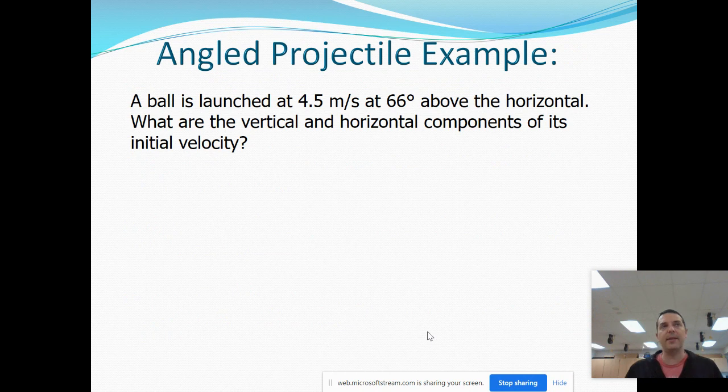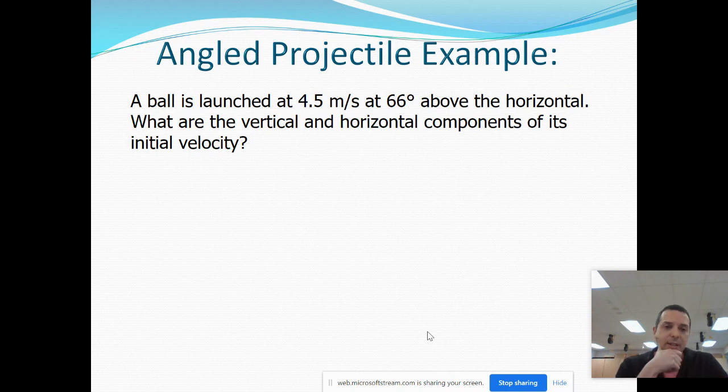One of the things that we have to be able to do with angled projectiles, besides identifying how changes to the angle affect the trajectory, is take a projectile that's launched at an angle to the horizontal and figure out what the vertical and horizontal components are. So let's do an example. In this example, the ball is launched at 4.5 meters per second, making an angle with the horizontal of 66 degrees.